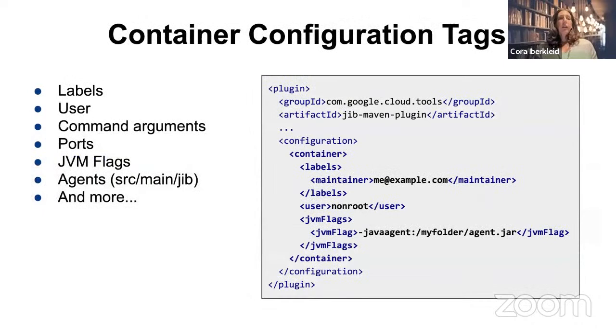As we saw already, the configuration goes in your POM file. So here are some other examples. If you want to modify this process, if you want to add labels to your image, if you want to change the default user.